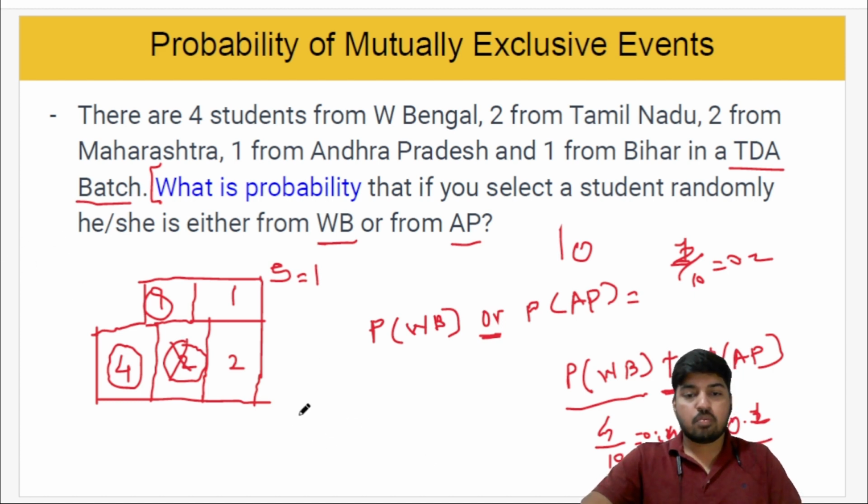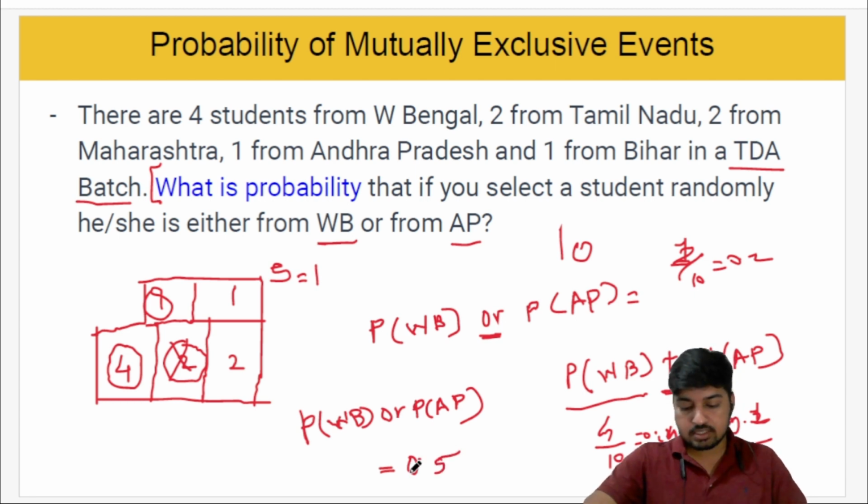Okay. So probability of WB or AP is equal to 0.5. Are you clear about this? Anyone having doubt? Anyone can say no, that will be fine. Yes, clear. Okay. This is very simple. We all are doing up to this.